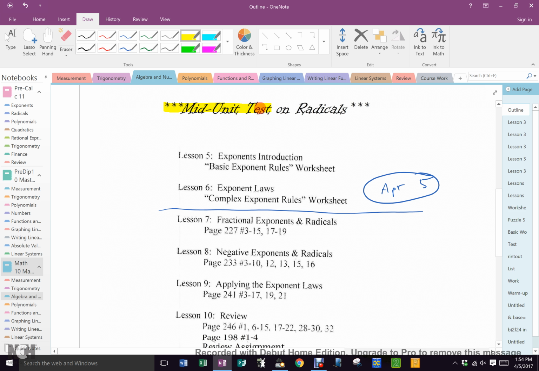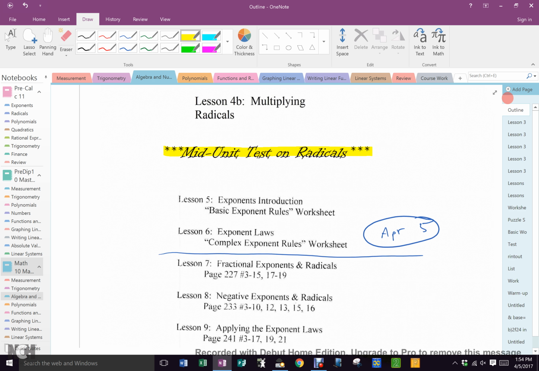Please, in your book, there was an outline on page 65. Okay. What do you notice happened right after, in the outline, after multiplying radicals? What does it say? Mid-unit test on radicals only. Have we done that mid-unit test on radicals? No. We are going to do that.